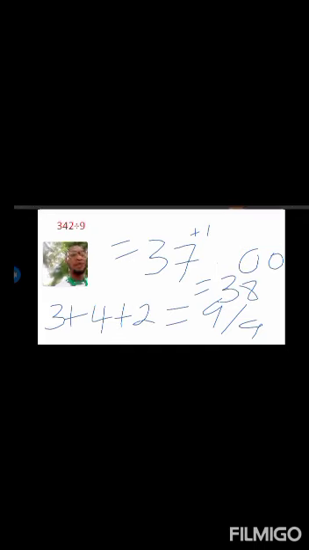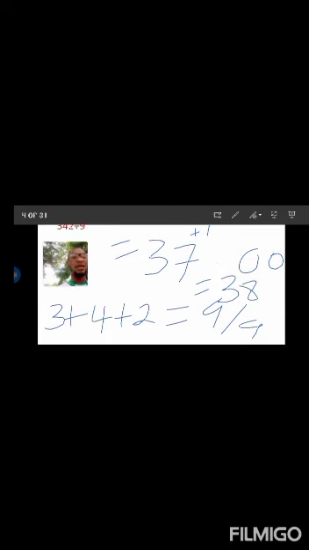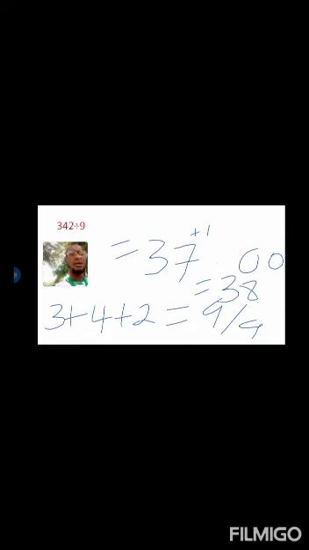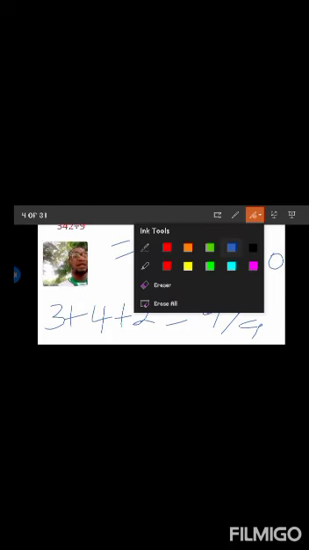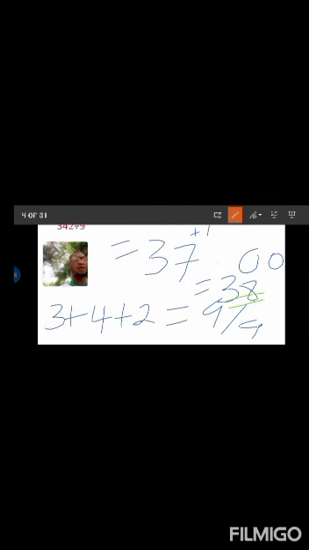So the answer to this is 38, and that's why we have our answer under here. So 342 divided by 9 is 38. I believe we all got that. So we are going to move to the next one here.